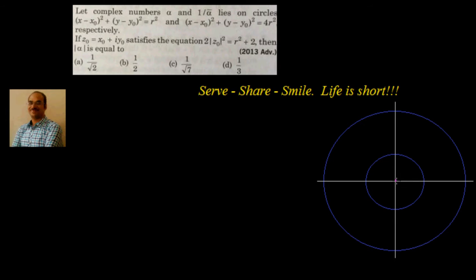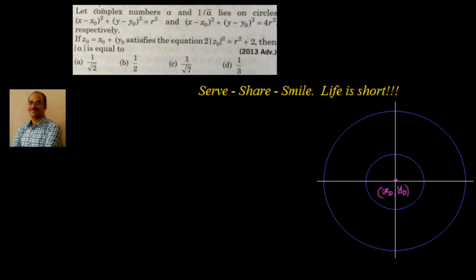So this is the center x naught comma y naught. Let's write it down. Center is x naught comma y naught. That is the center of both the circles. We can see that it's like (x minus h) whole square plus (y minus k) whole square equal to r square. So h comma k is the same for both of them. That means these two circles are concentric circles.